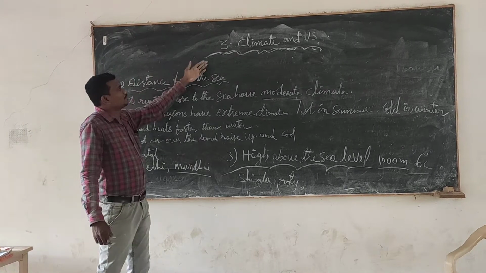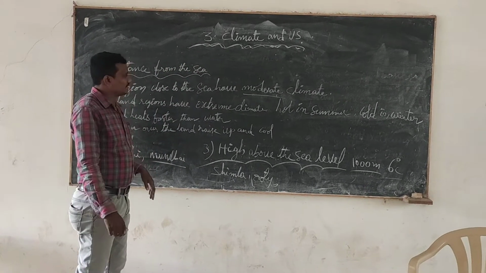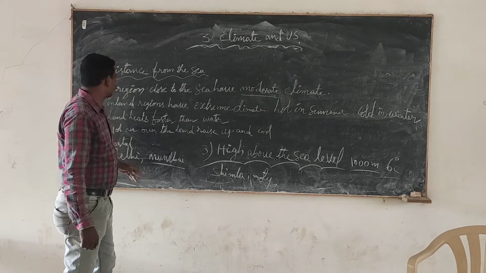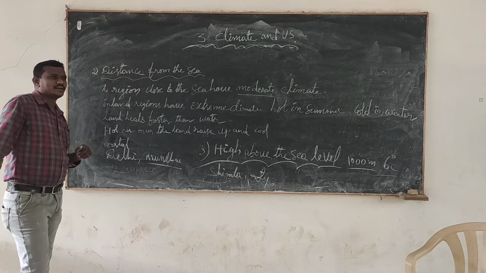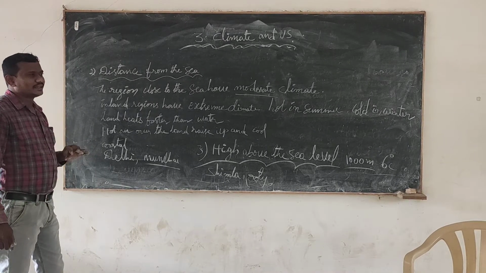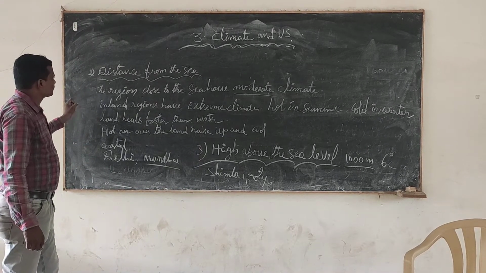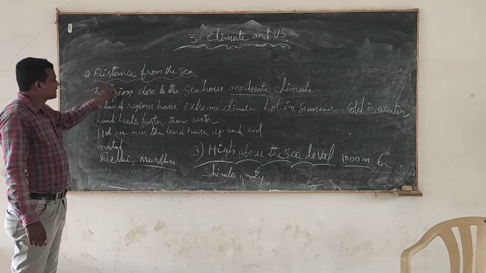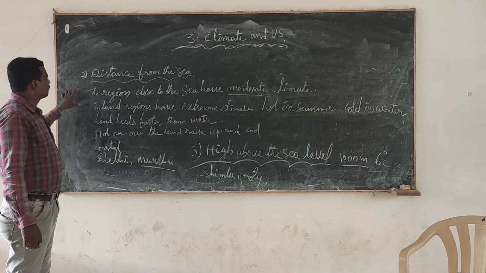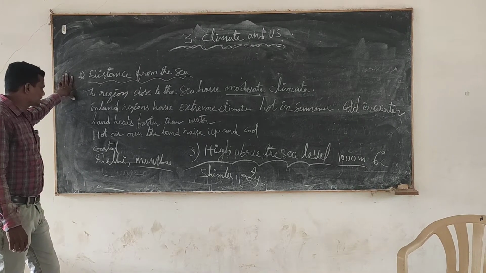Good morning, all. Again, we come back to another session of this climate topic, and this is the third topic of fifth class: distance from the sea. Already we have discussed a number of things that change the climatic conditions. The second one is the distance from the sea level. So what is the distance from the sea level? Let us discuss from here.